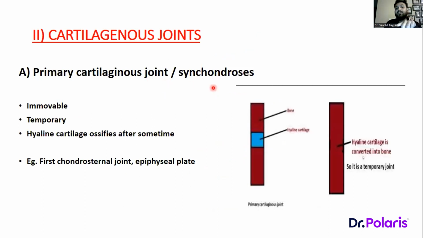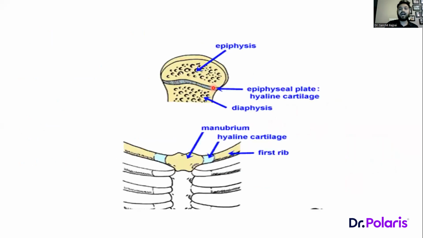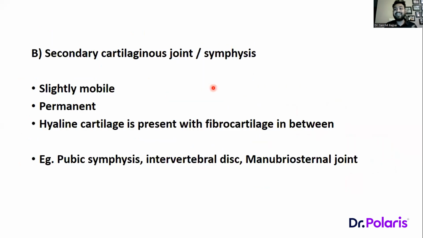I've also completed what you mean by the term synchondrosis. So these are immobile joints. They are temporary joints as well, where hyaline cartilage will ossify after some point of life. And examples are the first chondrosternal joint as well as the epiphyseal plate. Fine? Okay? Right. Now I move on to the second category of cartilaginous joints.